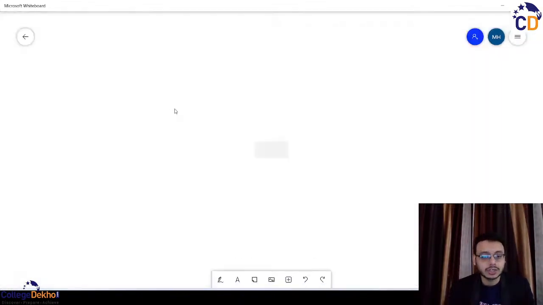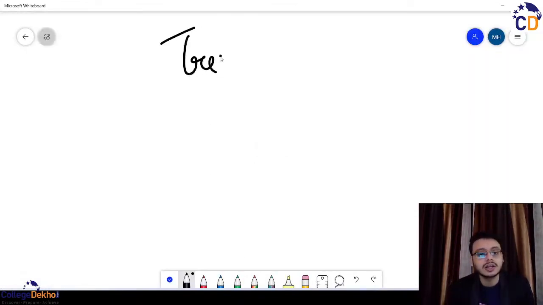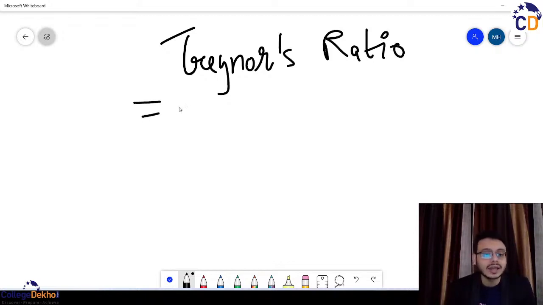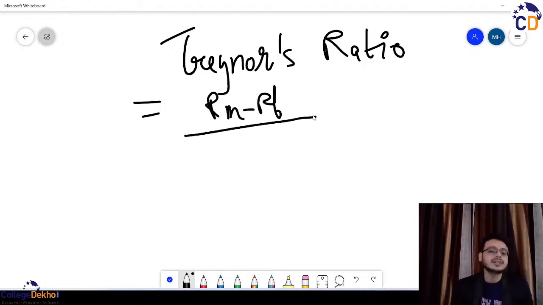So talking about the next ratio, the next ratio is the Treynor's ratio. Again, the formula remains the same. What you do in Treynor's ratio is RM minus RF remains the same. But in the denominator, instead of taking the total risk, represented by standard deviation, what do you take? You take beta. So it is the excess return over the risk-free rate over beta.